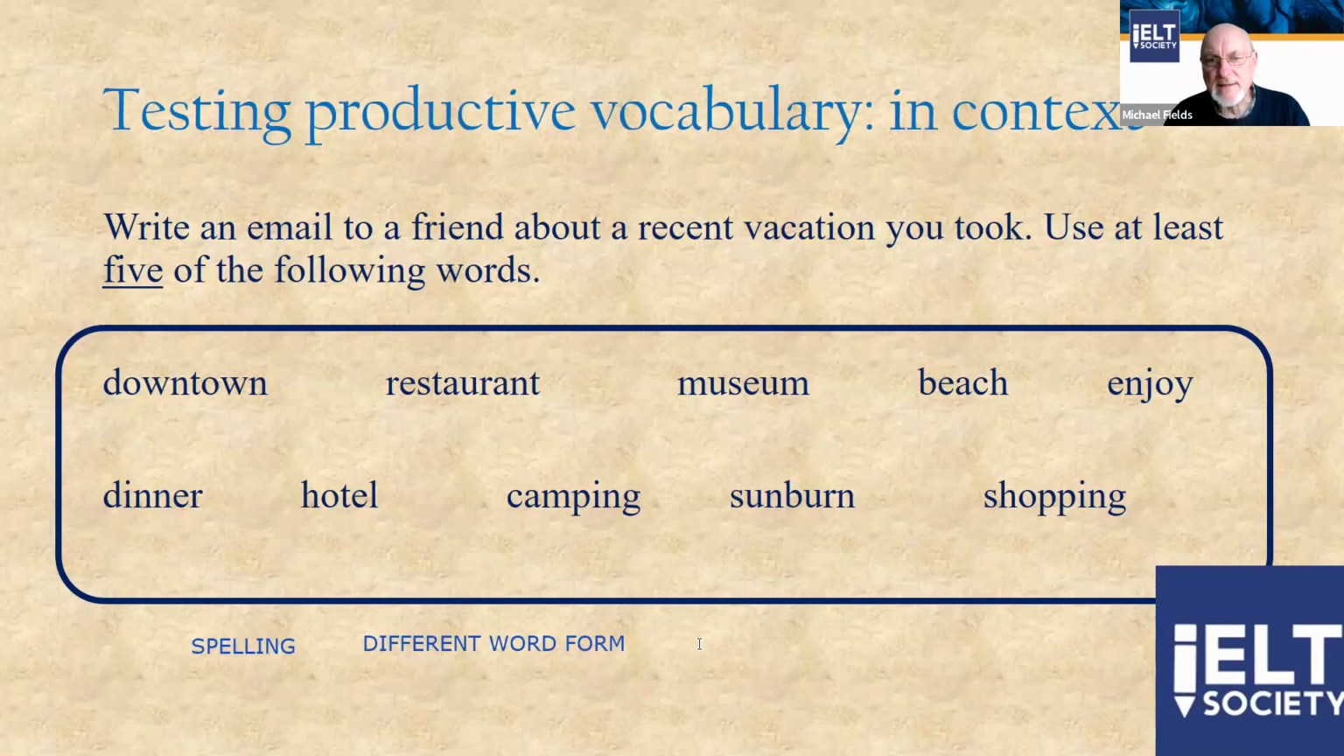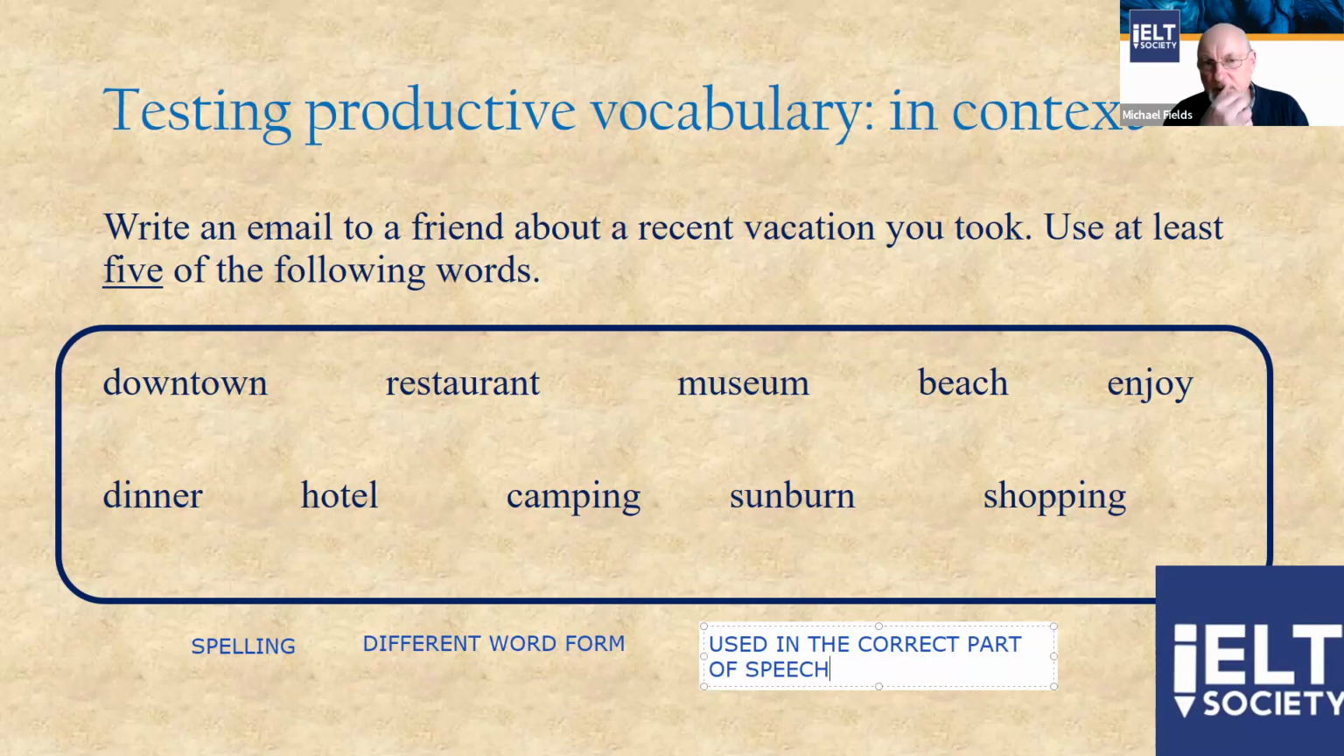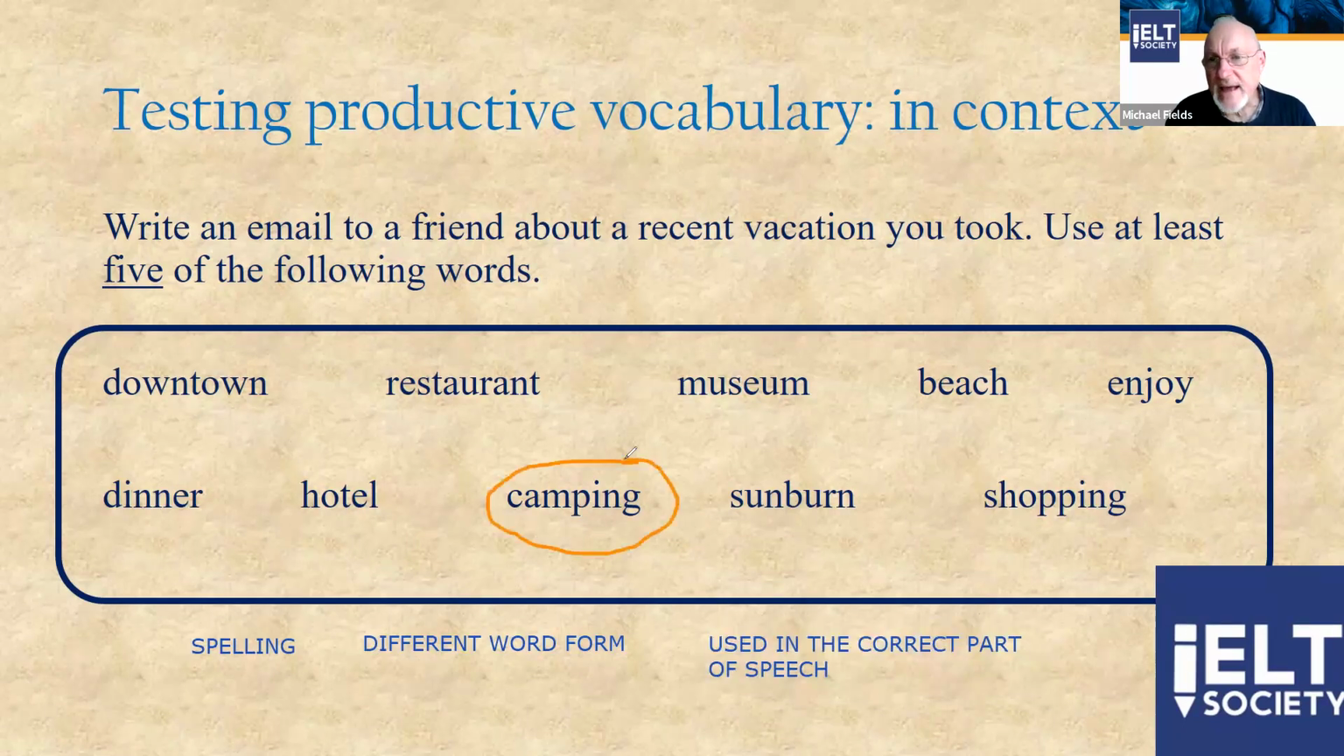And does it need to be used in the correct part of speech? You know, classic example, camping is actually a noun. Shopping is actually a noun. But what if they found a way to use them as verbs? Would you accept that, or would you not accept that? And how precisely do they need to use these words? What about collocations?